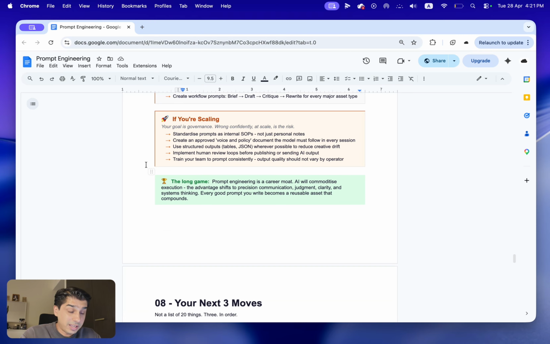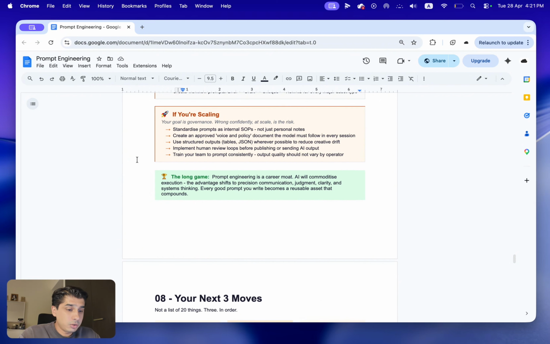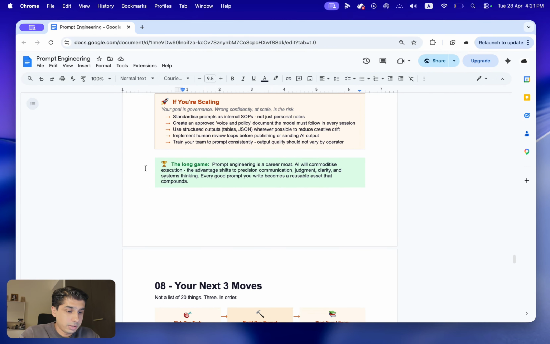Now, if you're in the phase of scaling, your goal is governance, right? Being wrong confidently at scale is the risk. Now, standardize prompts as internal SOPs, not just personal notes. Create an approved voice and policy. Document what the model must follow in every session. So this is what you can paste into your instruction. Implement human review loops before publishing or sending an AI output, and train your team to prompt consistently. Output quality should never vary by operator, right?